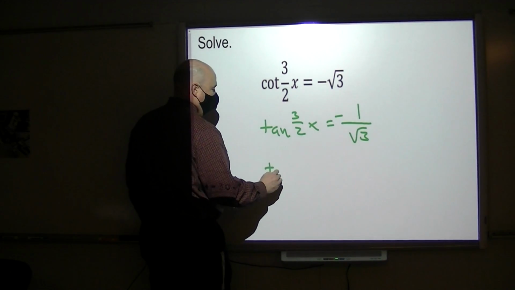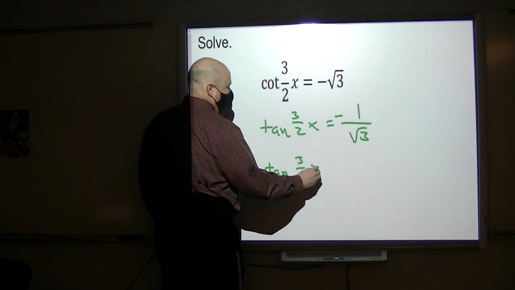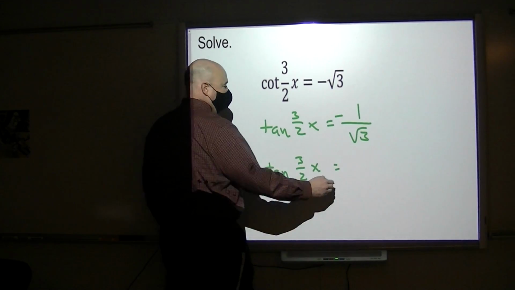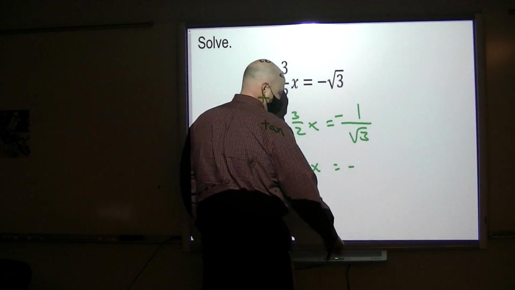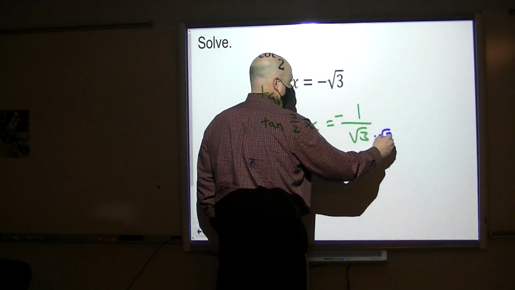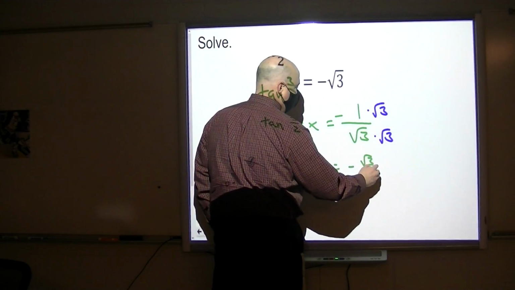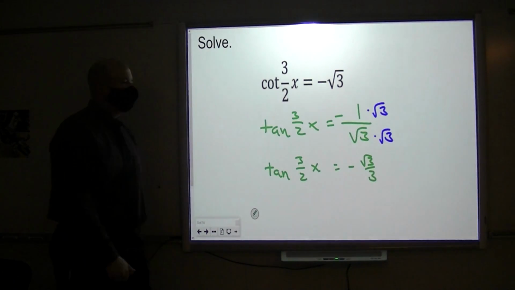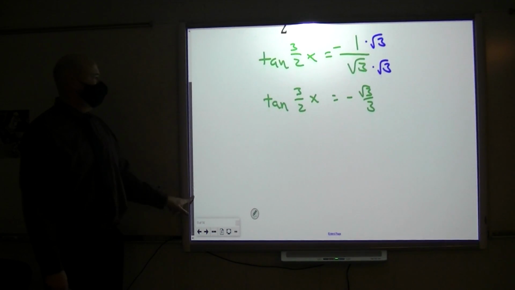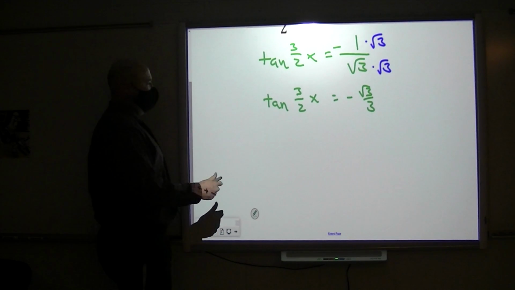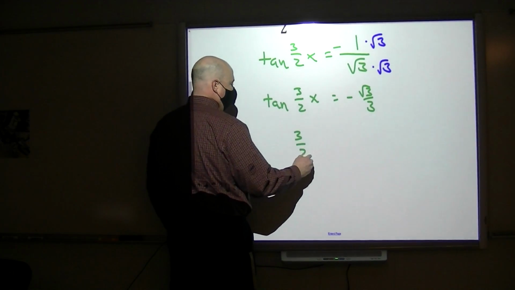So this becomes the tangent of 3/2 x equals negative. You know where this is going, I hope, at this point. We have negative radical 3 over 3. Then we can arctan both sides.